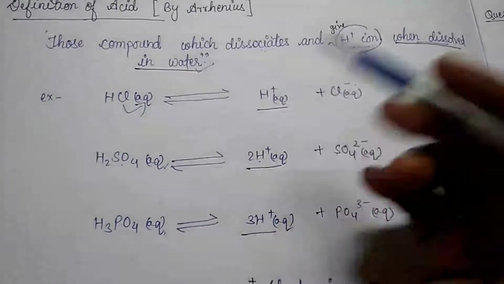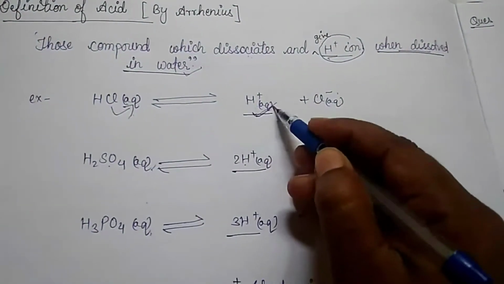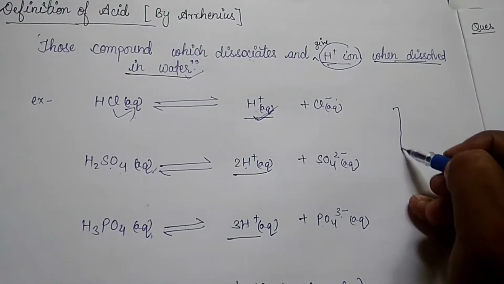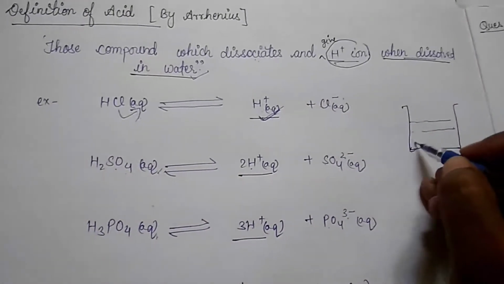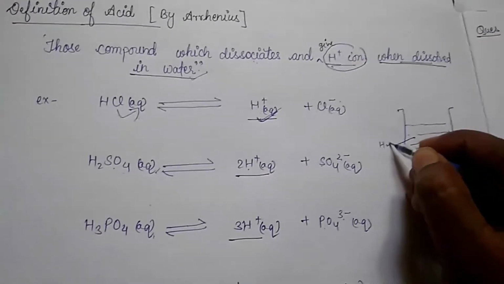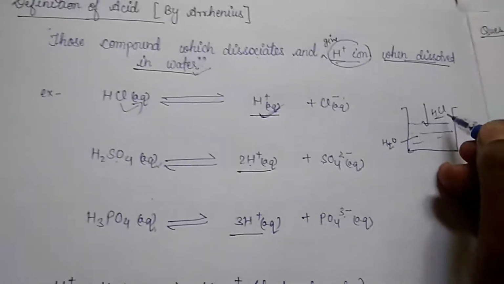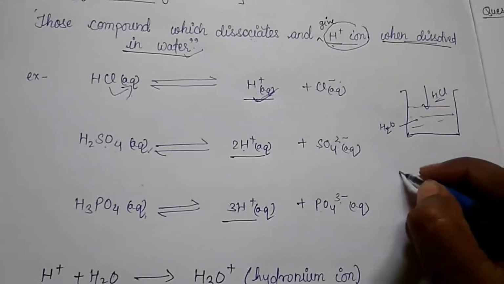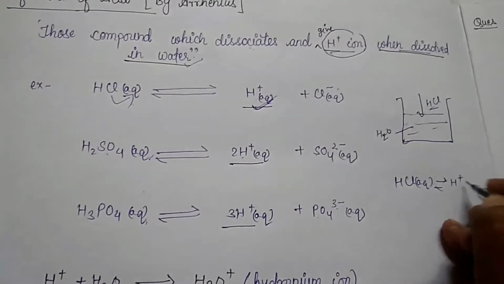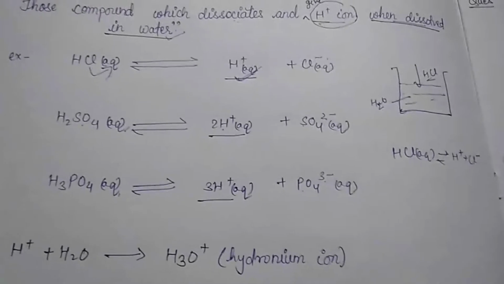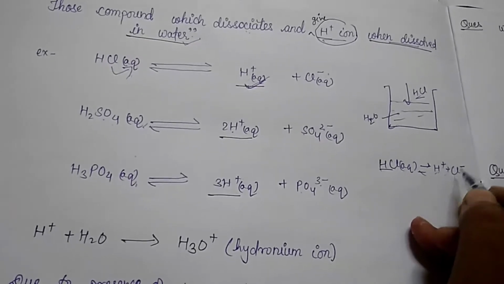Is that clear, children? Now, children, where does this hydrogen go? Does it move freely in the solution? No, children. See, so this is water, children. And when we add HCl, this HCl, when dissolved in water, gives H+ and Cl-. Okay, children, so when HCl dissociates in the water, it gives H+ and Cl-.